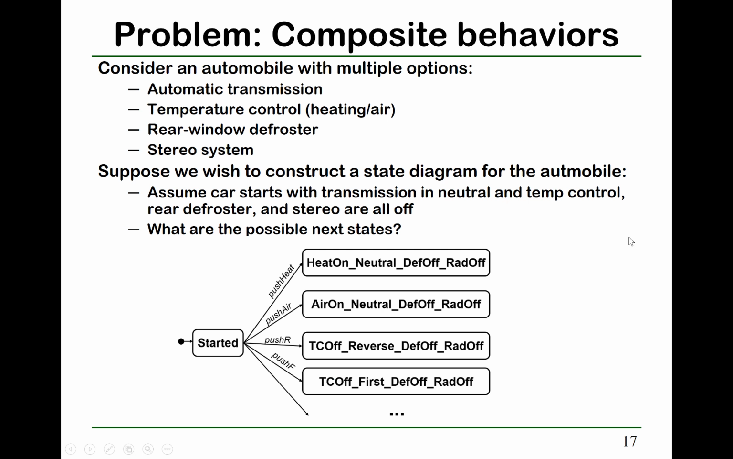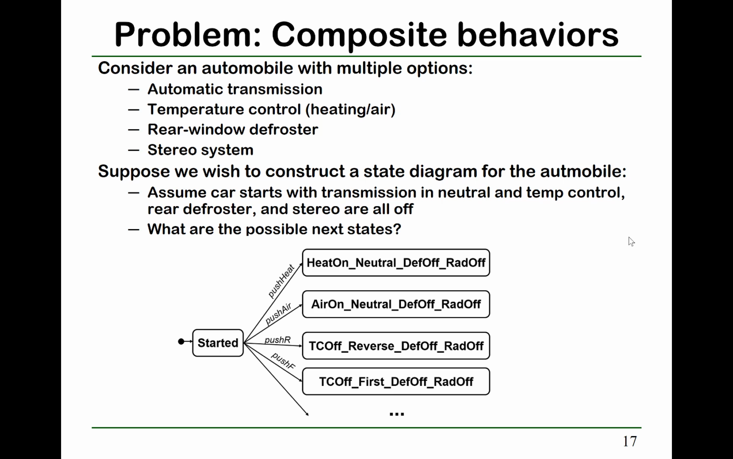All right. So another source of state explosion is orthogonality. It's basically that a system may have many aspects, and they are orthogonal to each other. Now let's take a look at this automobile example. In an automobile, you have automatic transmission, and you may have temperature control. You may have a rear window defroster. You may have a stereo system.